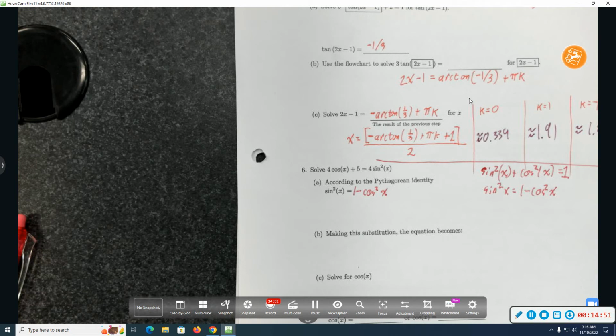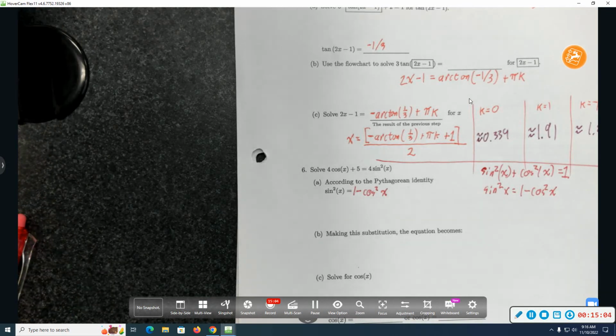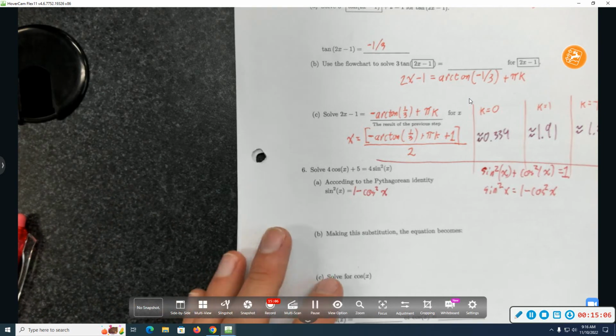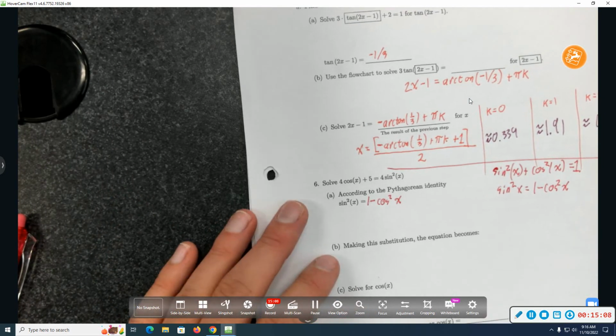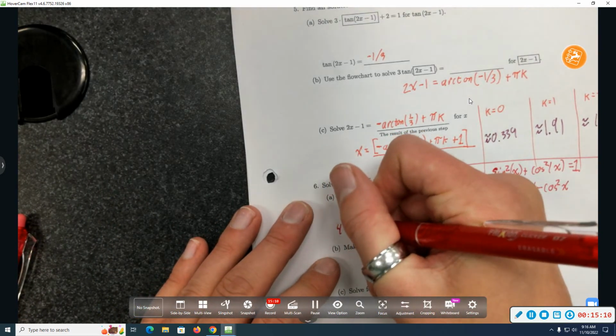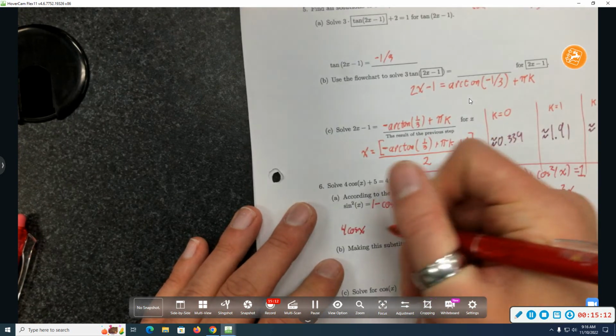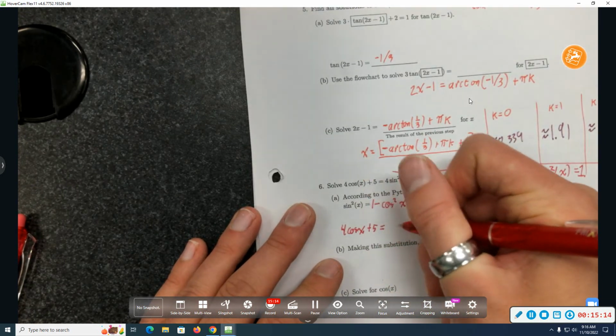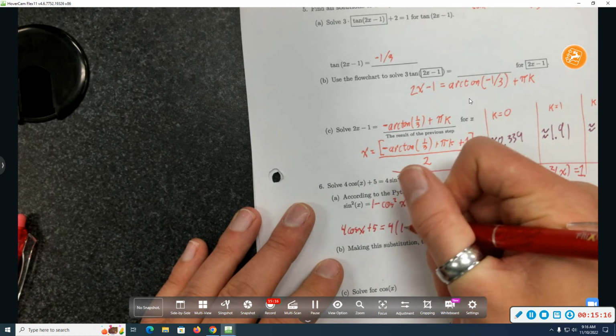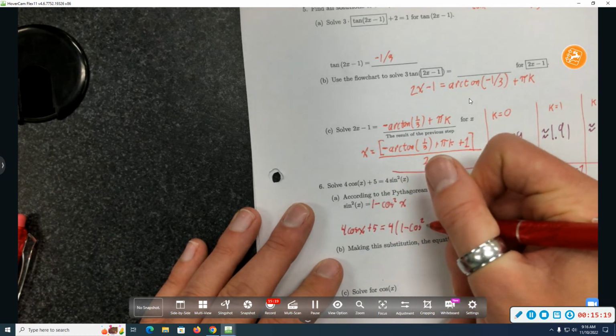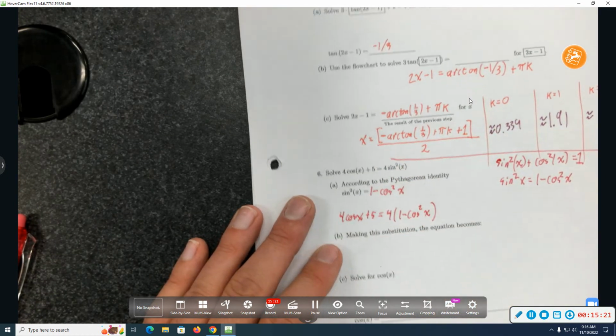Just one. So we'll be able to follow the strategy we want. Just solve for cosine, see what cosine is equal to. I guess there's a square, so you expect 2 solutions. Each of those cosines could potentially produce infinitely many solutions. So, doing that, I see 4 cosine x plus 5 equals 4 multiplied by 1 minus cosine squared x.